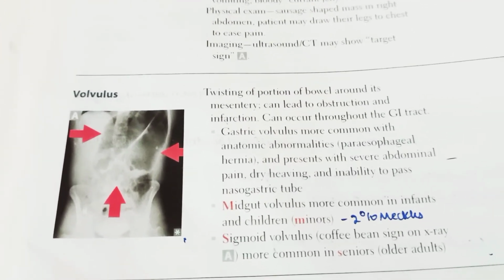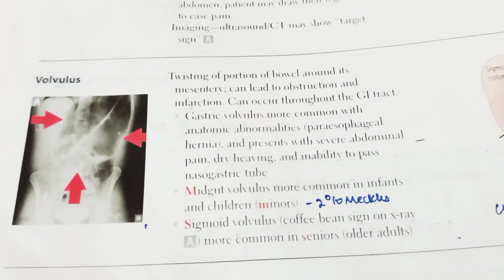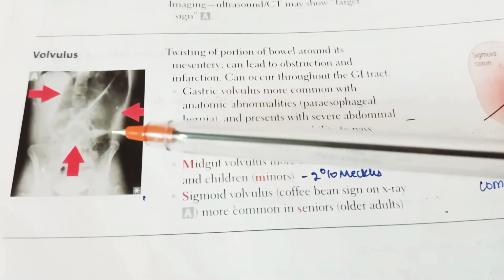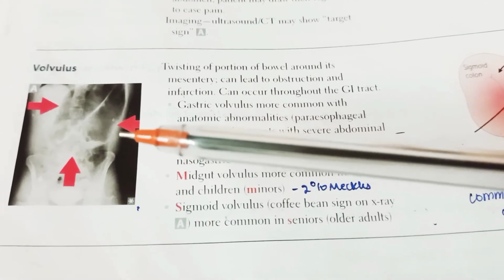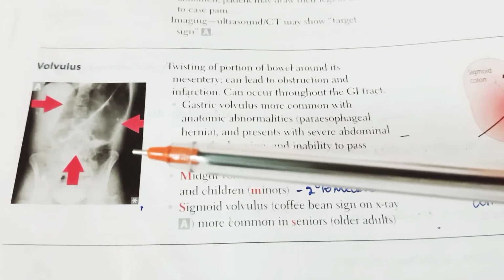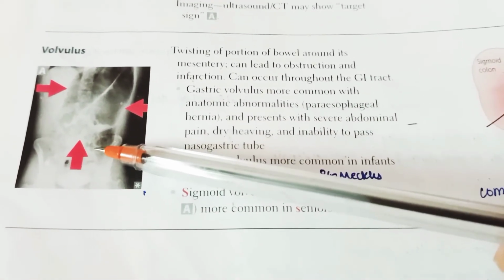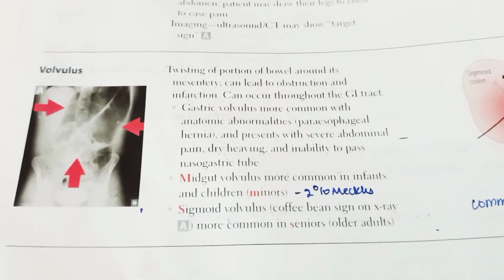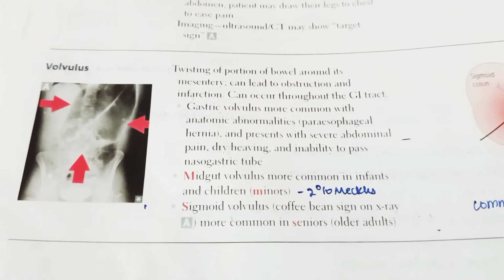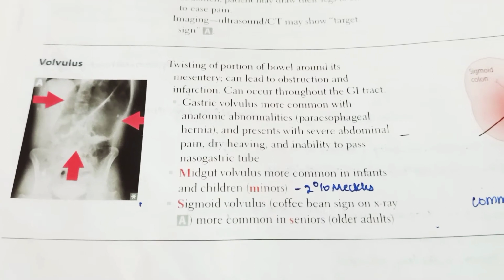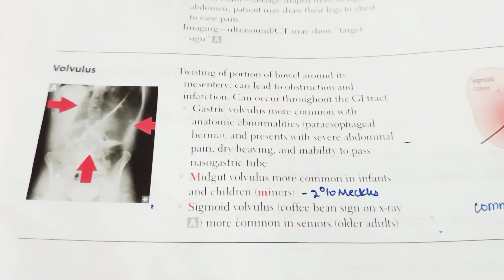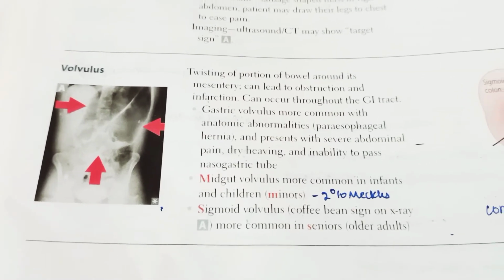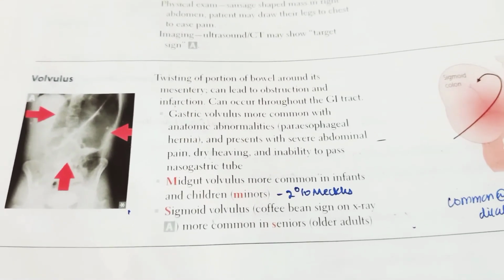Okay. Now let us check out volvulus. So volvulus is actually twisting of a bowel around its own mesentery. Because of this twisting, it is causing obstruction and also infarction. This can occur anywhere throughout the GI tract. Gastric volvulus is more common with anatomical abnormalities, like whenever there's a paraesophageal hernia, it may cause this problem, and it will present with severe abdominal pain because of this twisting of the bowel. There's also pain, dry heaving, and inability to pass the nasogastric tube.